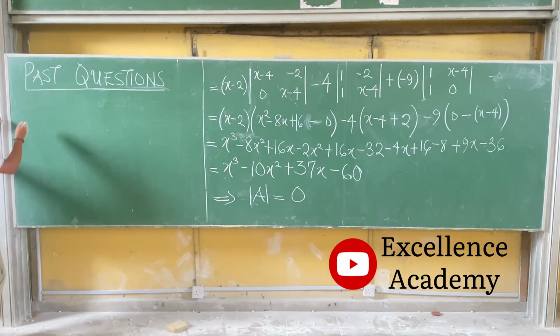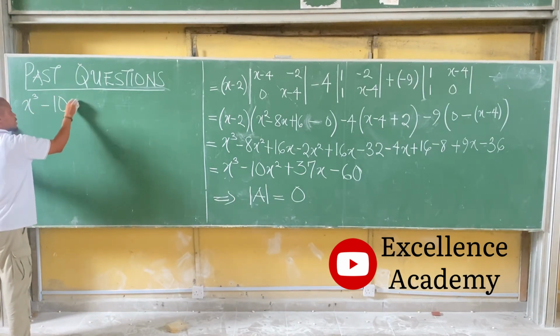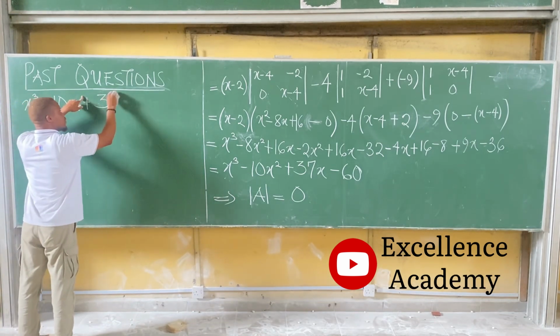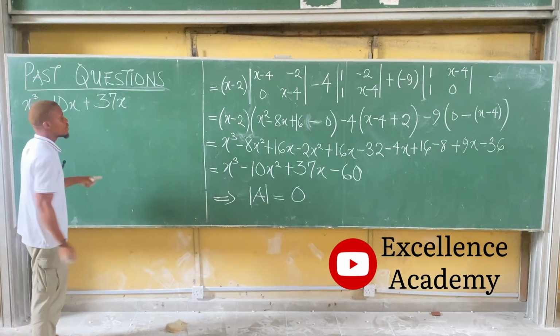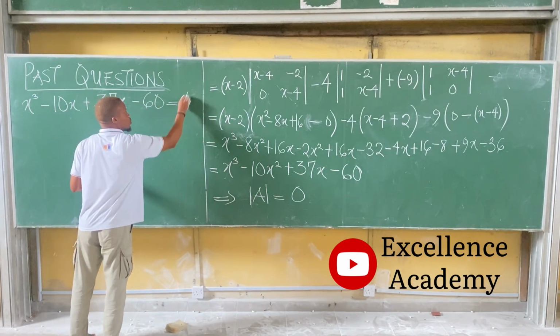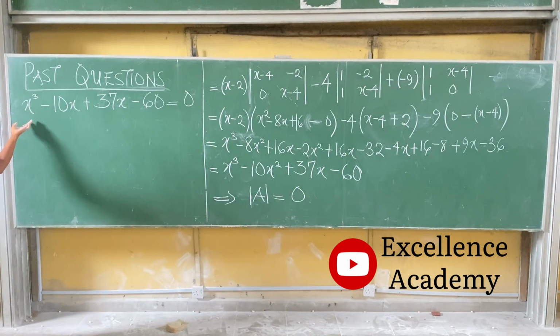All right. So we get what? x cubed minus 10x plus 37x minus 60 equal to 0. All right, so we are having a polynomial of degree 3.